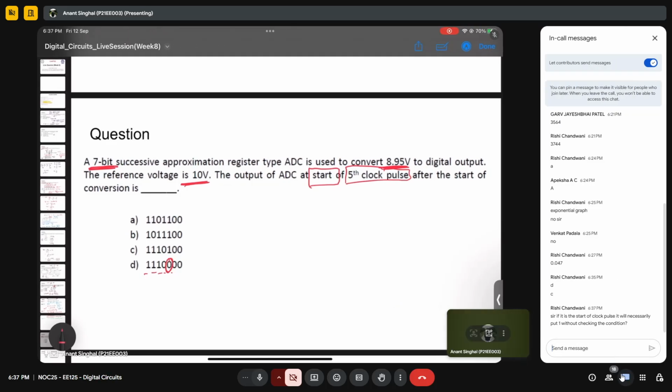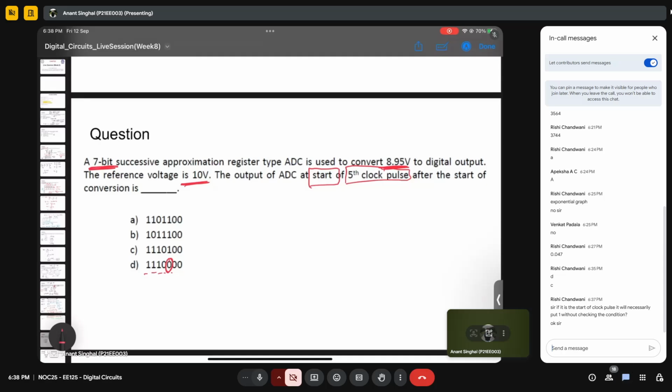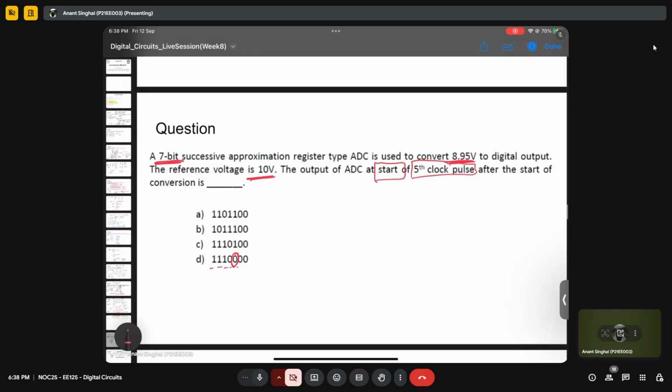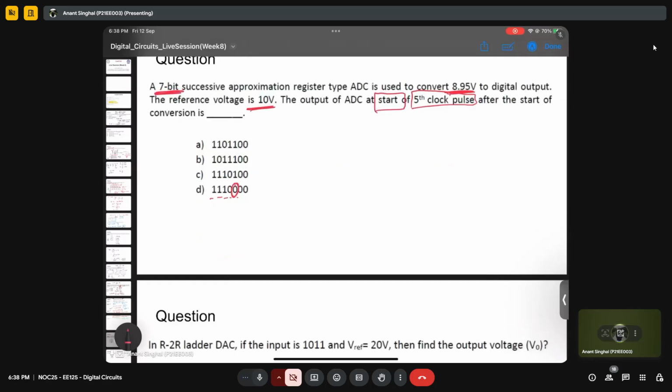Yeah, so after you process that clock, it will check the condition. I mean, the way it works is you have to put 1 initially and then check the condition. Okay, so let me try it out now. So it's again a similar way.